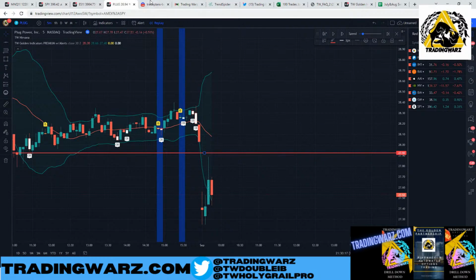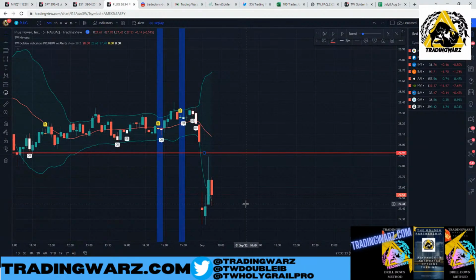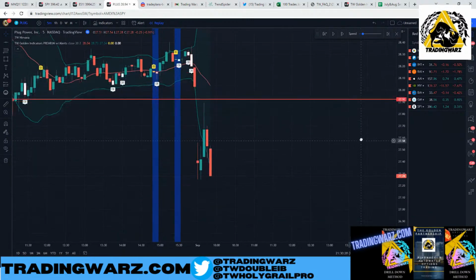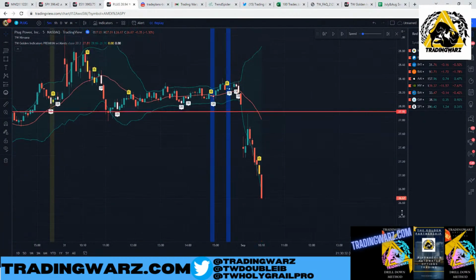And the first target was 27.57. That was the first target. So that's right around here, right there. So this one came pretty quickly. But personally, for me, for the first target today, I didn't take anything off at the first target. Instead, I held for this Fibonacci extension.